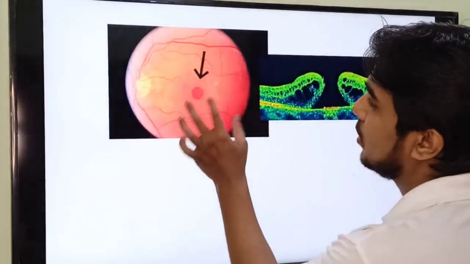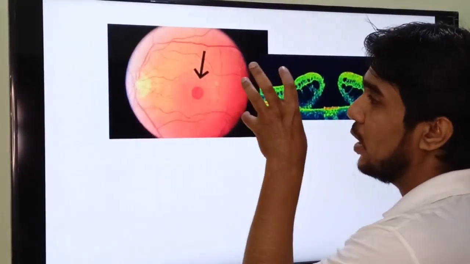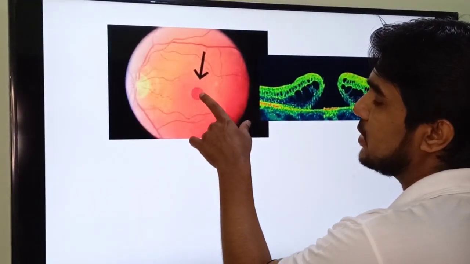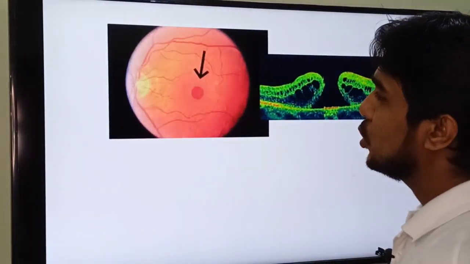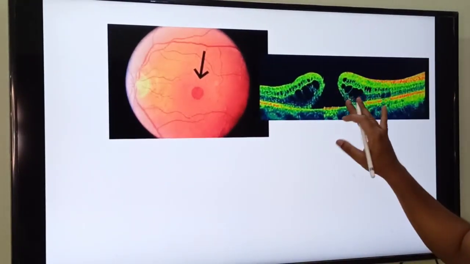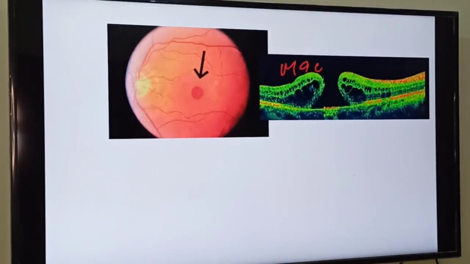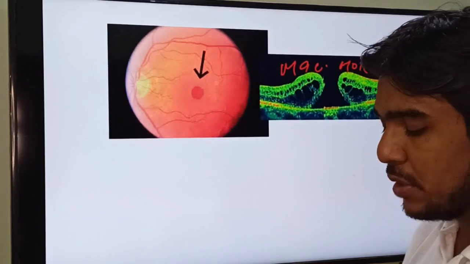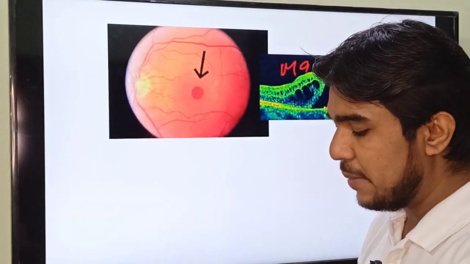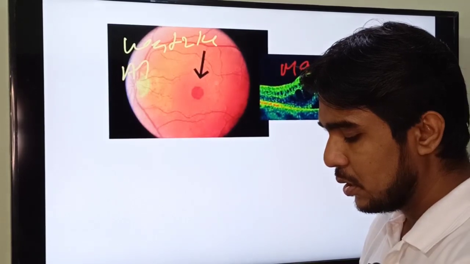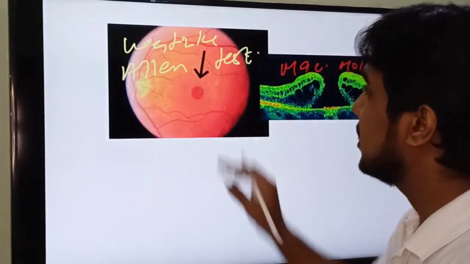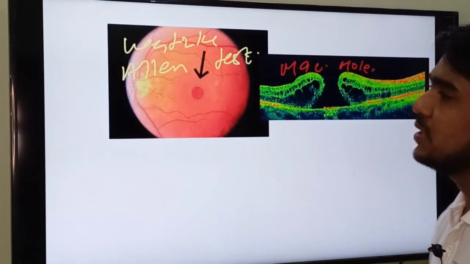Can you see this? When you see through indirect ophthalmoscopy, you will find this area, there is a hole and you see the choroid here. And this is that macular hole. And what is the test on the slit lamp? On slit lamp, you can do the Watzke-Allen test. You can see this very clearly on slit lamp.